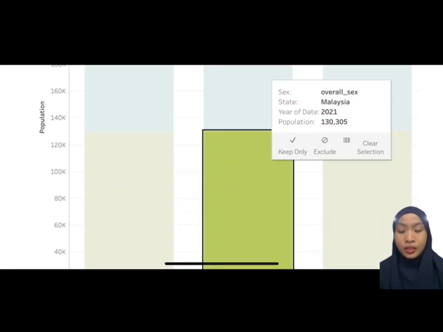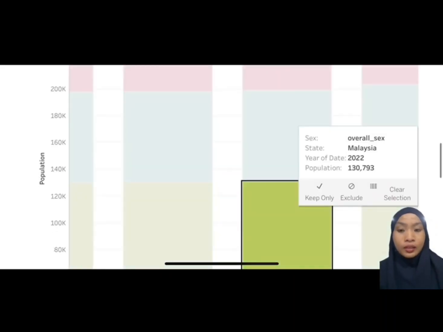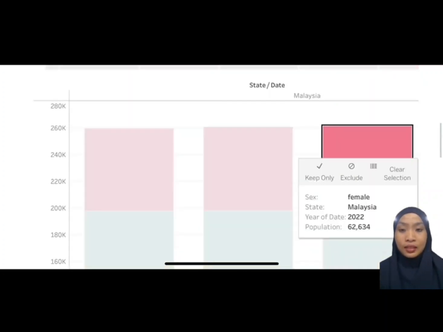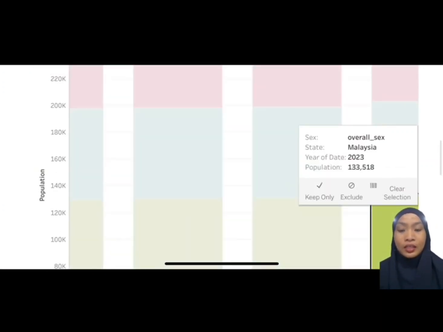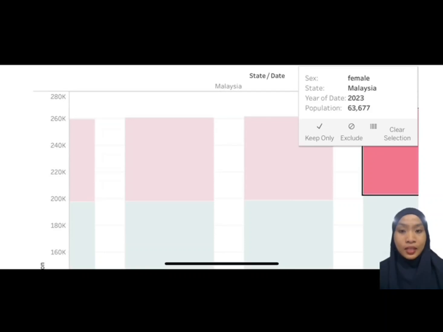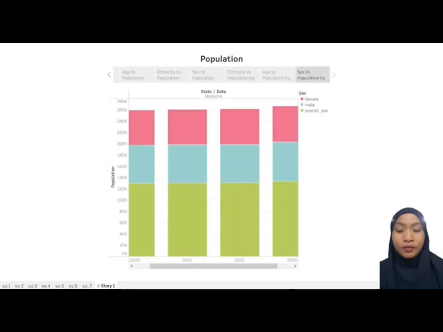This trend continued with incremental rises in subsequent years: 130,305 in 2021, 62,304 females, 68,002 males, 130,793 in 2022, which consists of 62,634 females, 68,160 males, and a notable increase to 133,518 in 2023, 63,677 females, 69,840 males. The visualization highlights both the overall population growth and the changing dynamics between male and female populations, suggesting potential shifts in demographic patterns or societal compositions over the examined period.